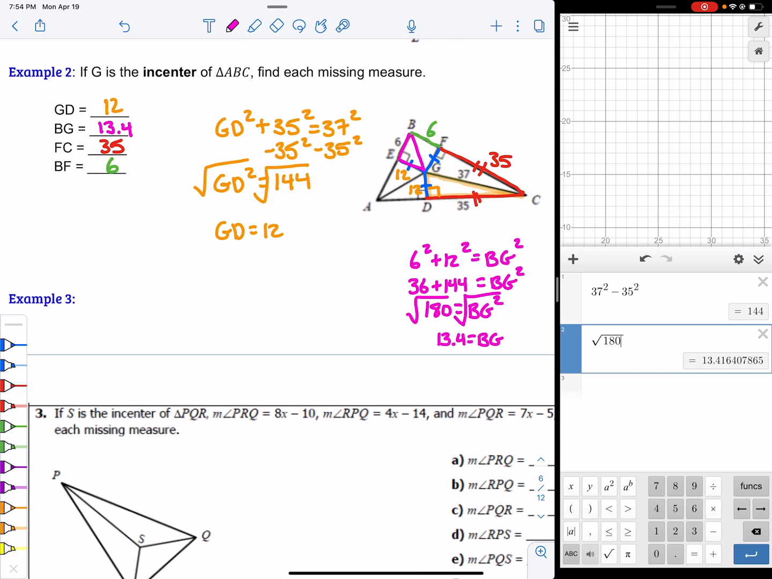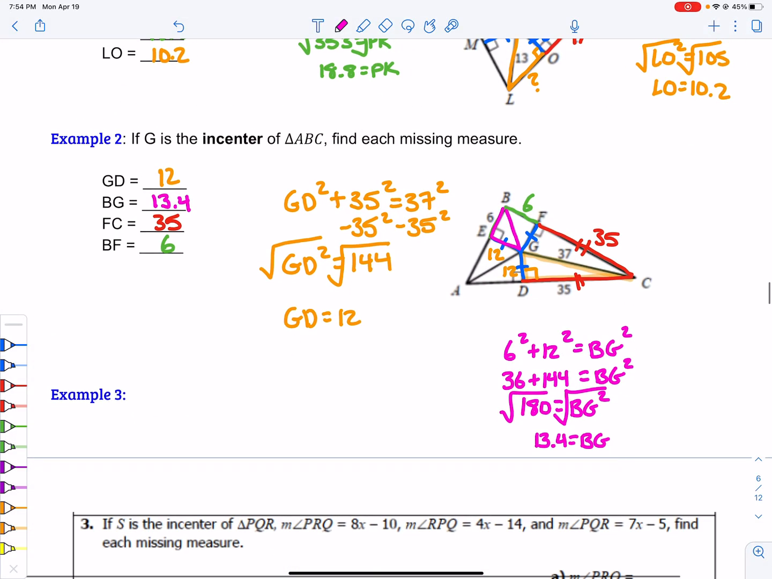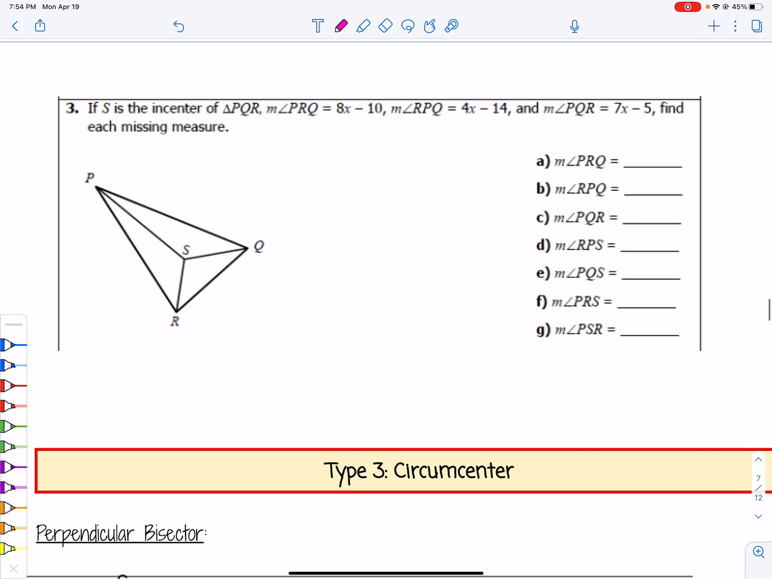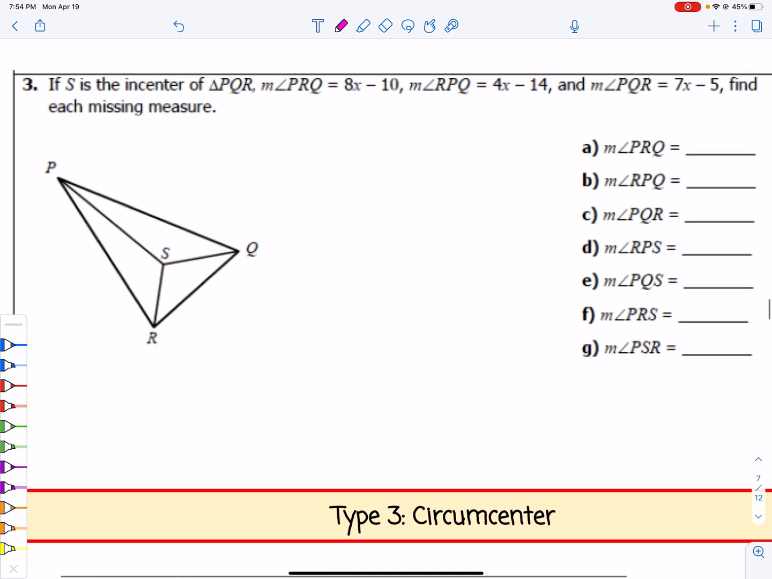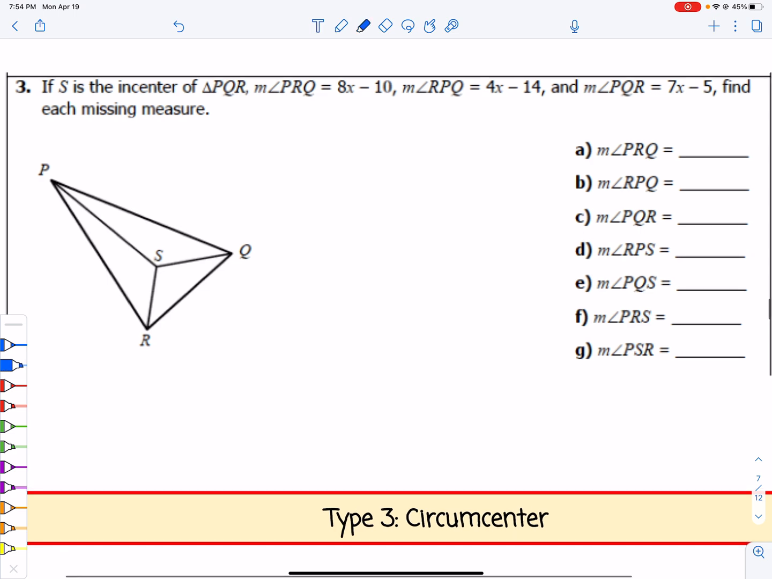All right, so just one last example with incenter. Number 3 says if S is the incenter of triangle PQR and the measure of angle PRQ is 8x minus 10. So let's label PRQ is 8x minus 10. Angle RPQ is 4x minus 14. And angle PQR is 7x minus 5. Find each missing measure.